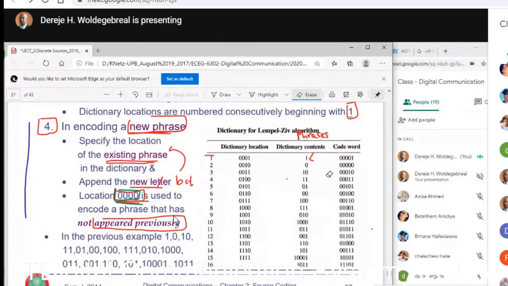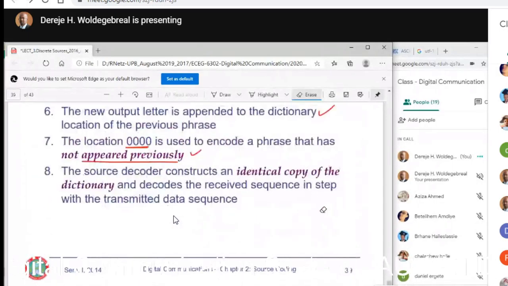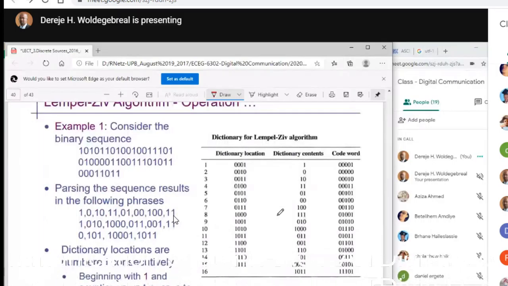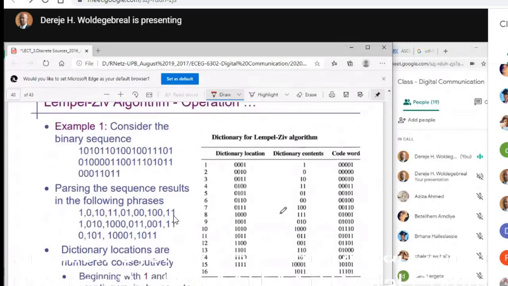Okay, so this lookup table, or this dictionary, should also be communicated to the receiver. Okay. Now, that is about the construction of the code word, or about the encoding. Now, how efficient is such an encoding scheme?